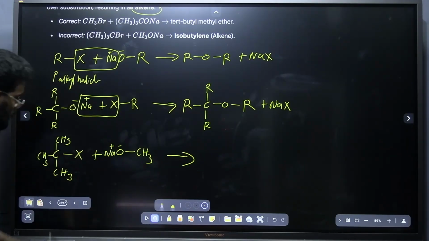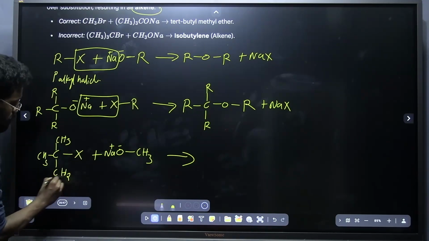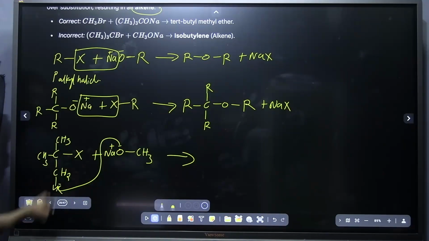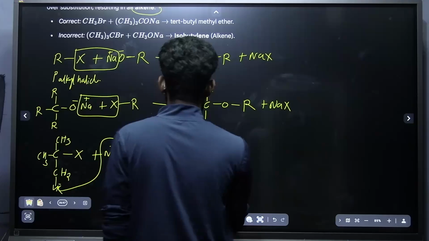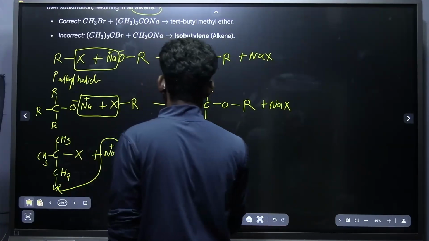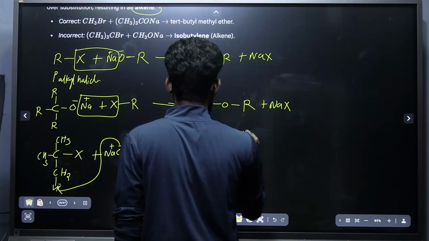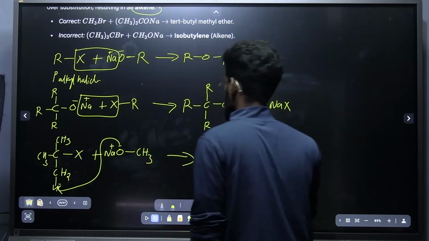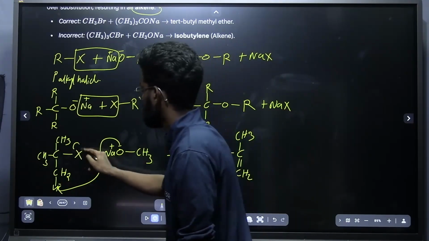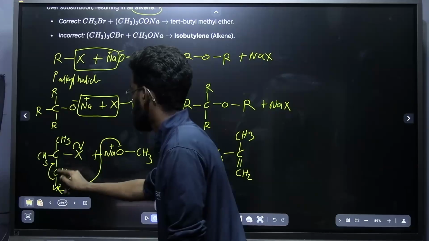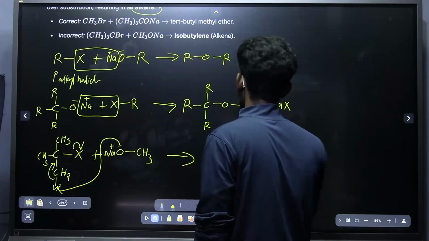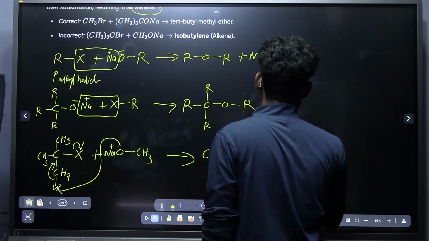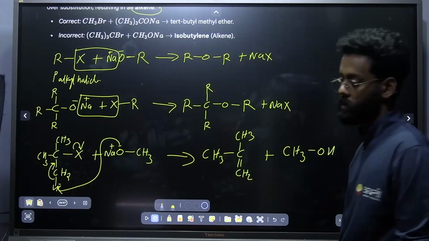What is the product? Yeah, alkene will be formed here. One of the hydrogens will be taken by this oxygen, resulting in an alkene, CH3 C CH3 double bond CH2, with elimination of the halogen, and this oxygen will be taking the proton, plus CH3OH. We will be getting alcohol as well as alkene here.